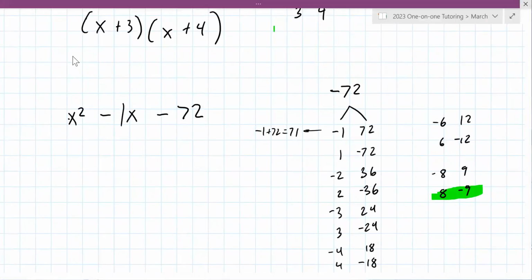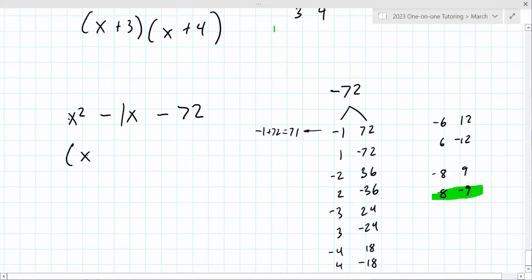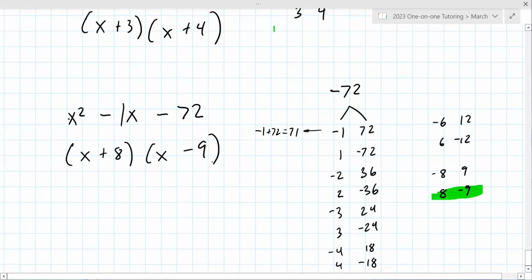So it becomes x plus 8, x minus 9. The hardest part about these problems is actually just making the numbers in the list. All right, we get that down because we're basically out of time for today.